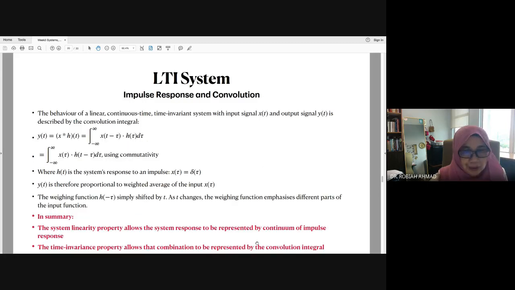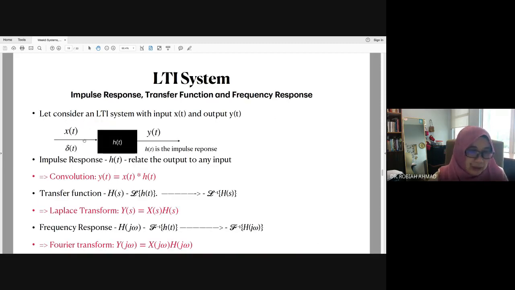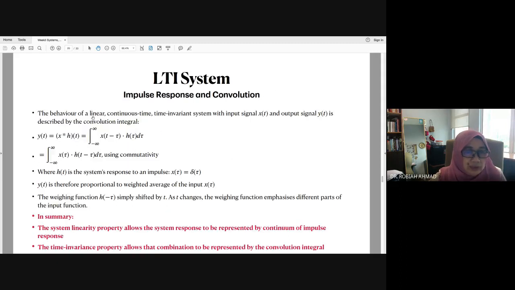Okay, so bila dah ada konsep tu, so kita go back to the linearity, the time invariance. The behavior of a linear continuous time invariant system with input of xt and output yt is described by the convolution integral. So we understand just now, tadi saya cakap pasal time response convolution. So yt, kalau kita balik pada our system here, yt is actually the convolution. Convolution ni bila kita buat sebenarnya, when we look into the concept, it is actually integral.